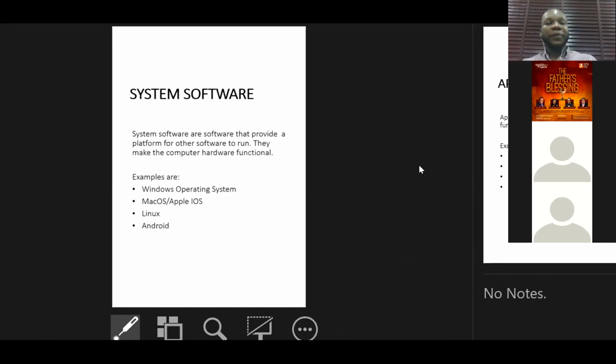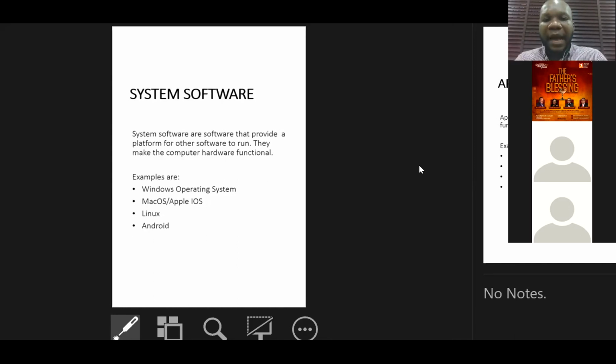So examples of operating systems are the Windows operating system, which most of us know, the Mac operating system or the Apple iOS, the Linux operating system, and Android. Most of us don't know that Android is actually an operating system. It is, but it is an operating system for the mobile phone.